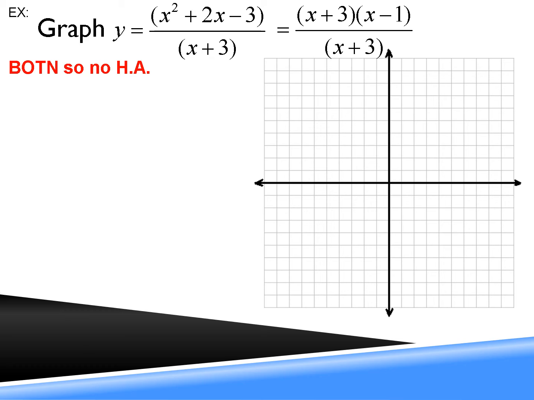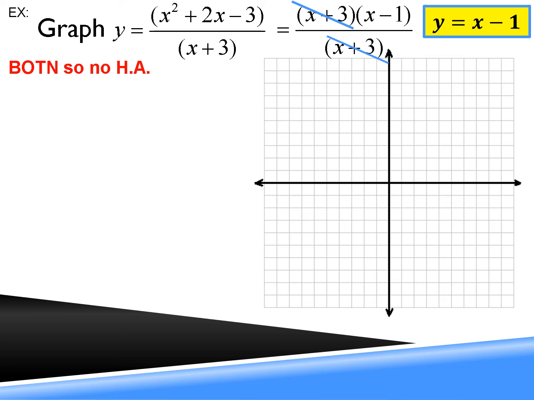Okay, and I see right away, oh my goodness, how awesome! x plus 3 cancels. So to get the coordinate of the hole, I have to take x plus 3 and set it equal to 0. Now my simplified function is going to be y equals x minus 1.